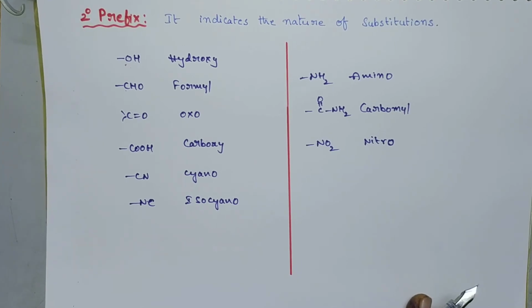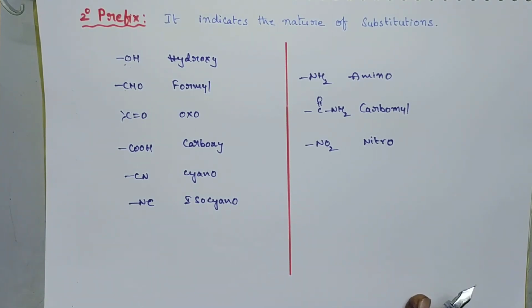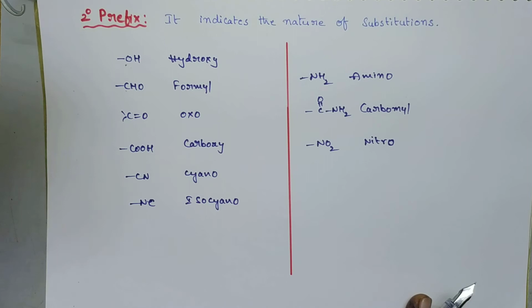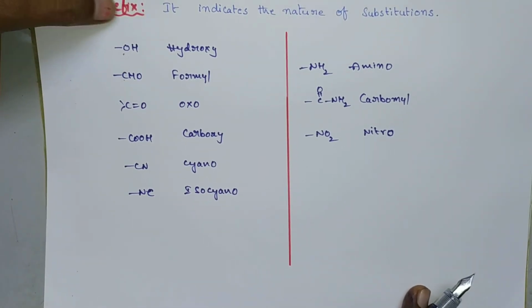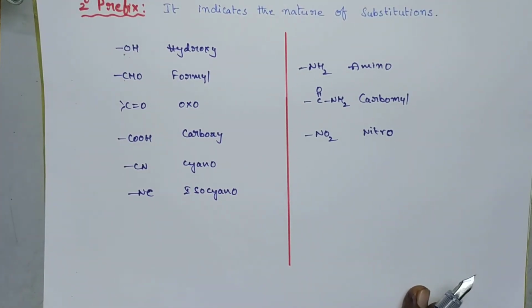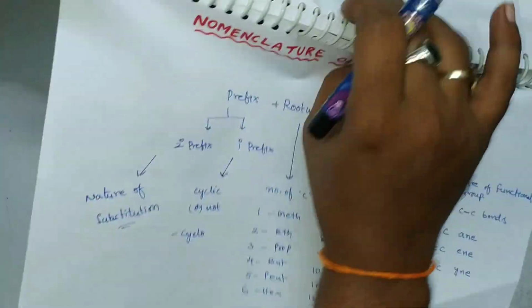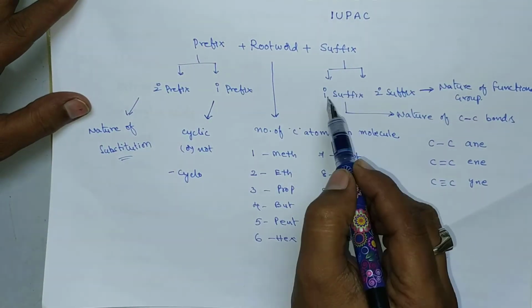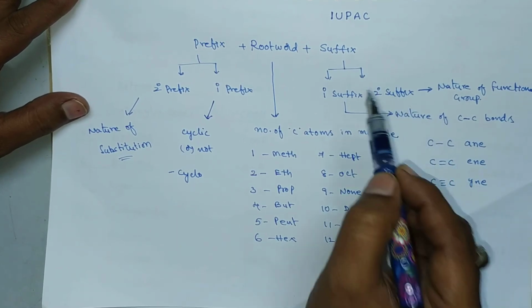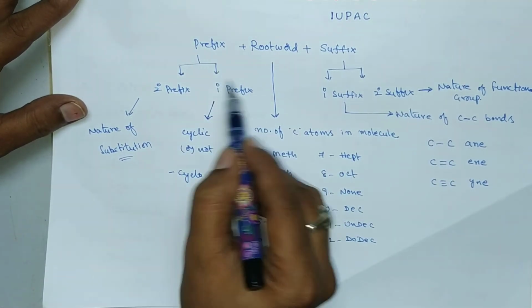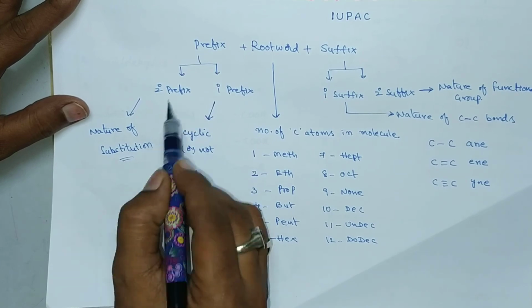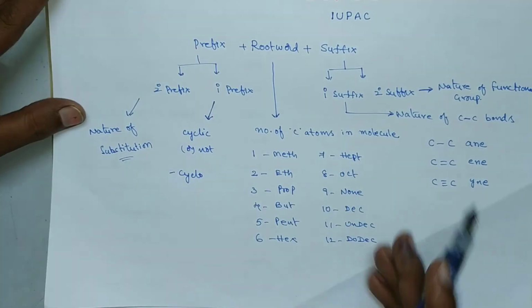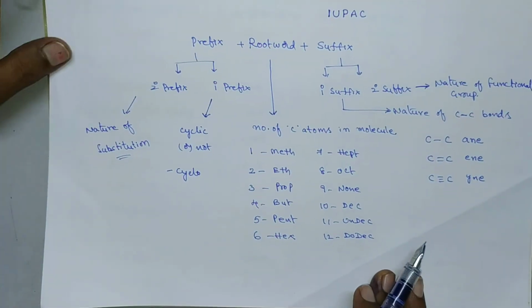This is mostly based upon memory. You have to practice all this, so memorize all these things, the secondary suffixes and secondary prefixes. In this way, first we fix the root word, then the primary suffix, and then the secondary suffix. After fixing the secondary suffix, you go for the primary prefix, then you write the secondary prefix. In this way, you assign the name of any organic compound.